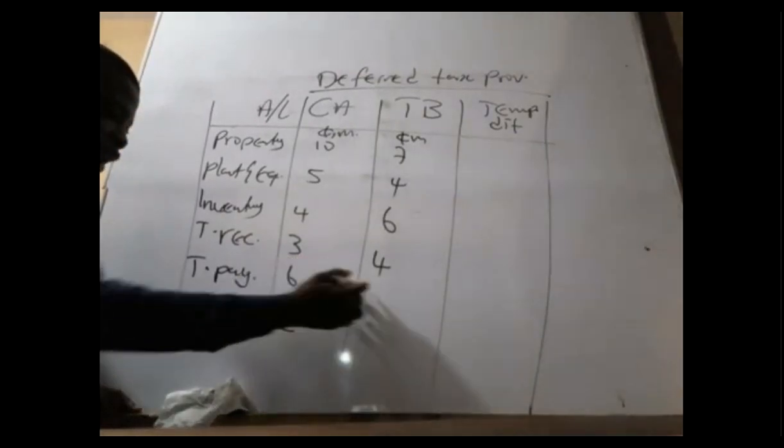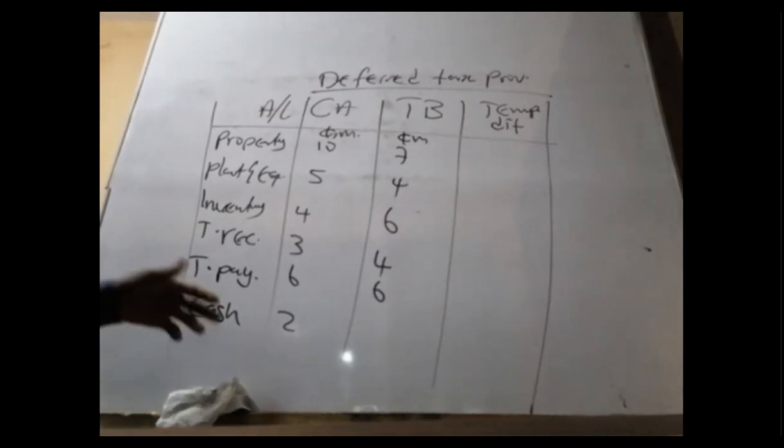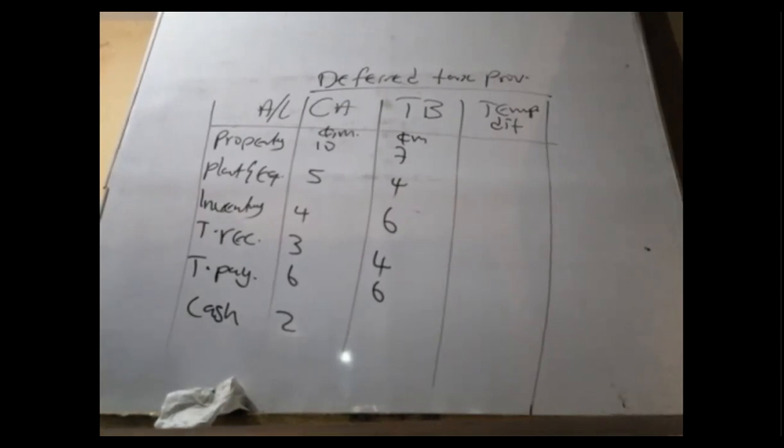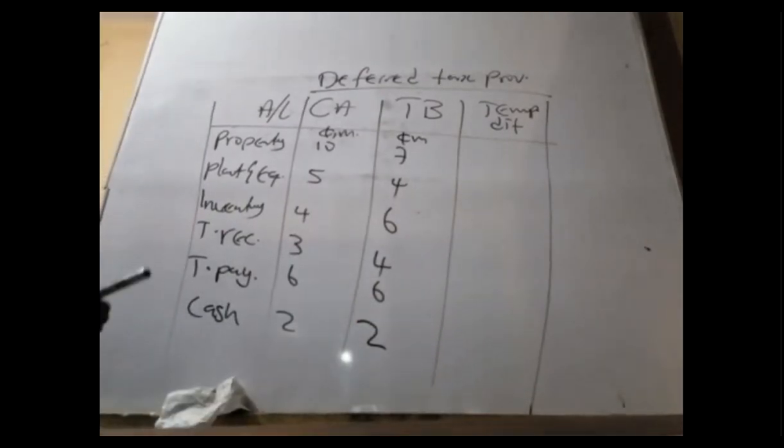The rest, that means there's no difference. They have the same tax base and carrying amount. So trade payable carries the same thing here. Cash: if you have cash of 2 million, can the tax authority tell you that this one is not up to 2 million? No. That one is the same, 2 million. So some of the items have the same value. So let's find the temporary difference.